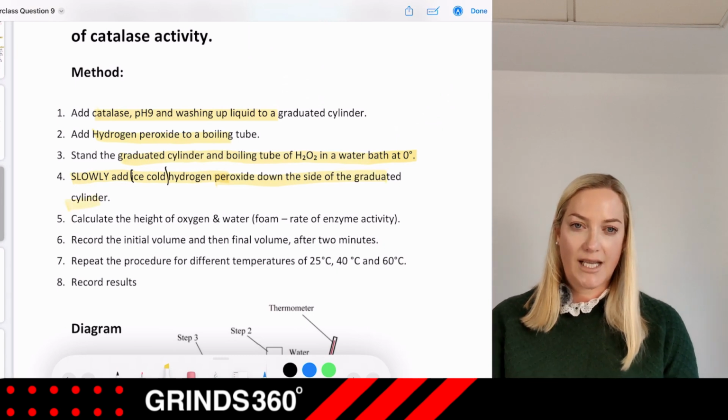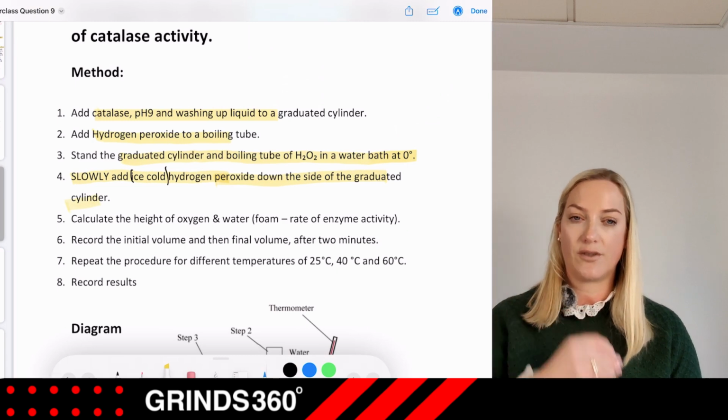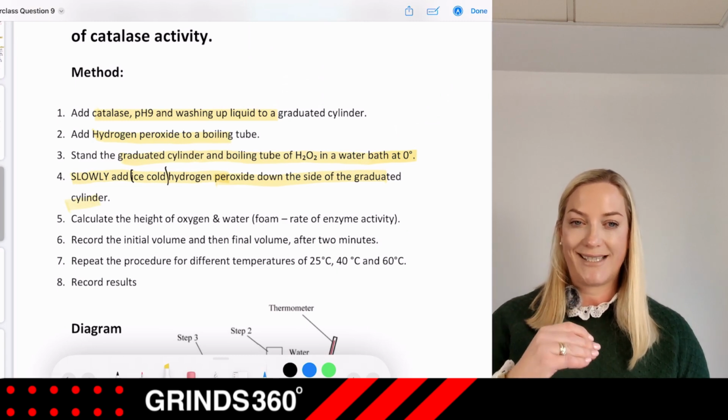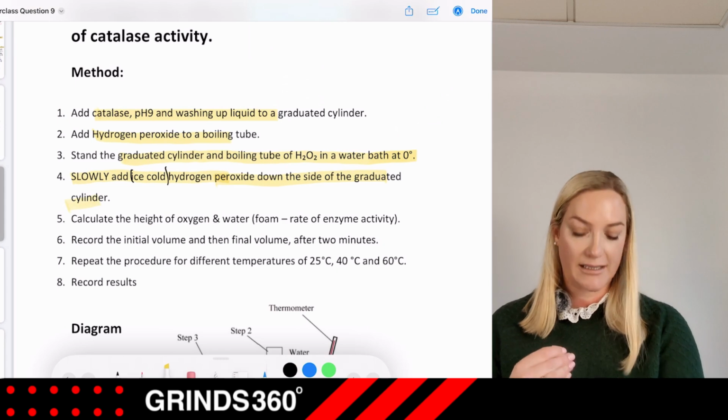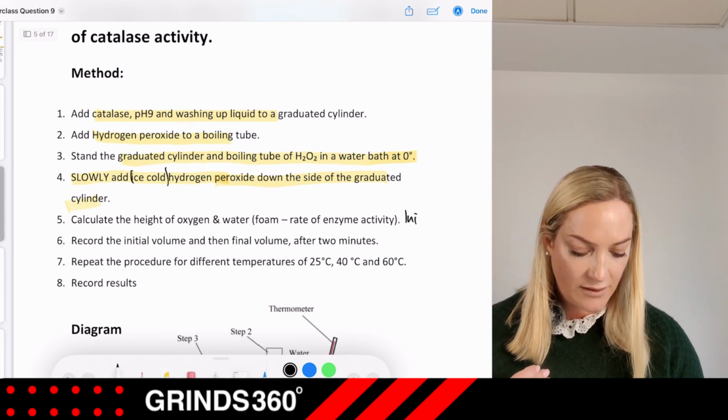The minute you add your hydrogen peroxide is when your experiment really starts to happen, because it's your substrate. So you have put your substrate in contact with the active site of the enzyme catalase. So what you're going to do is record your initial volume.